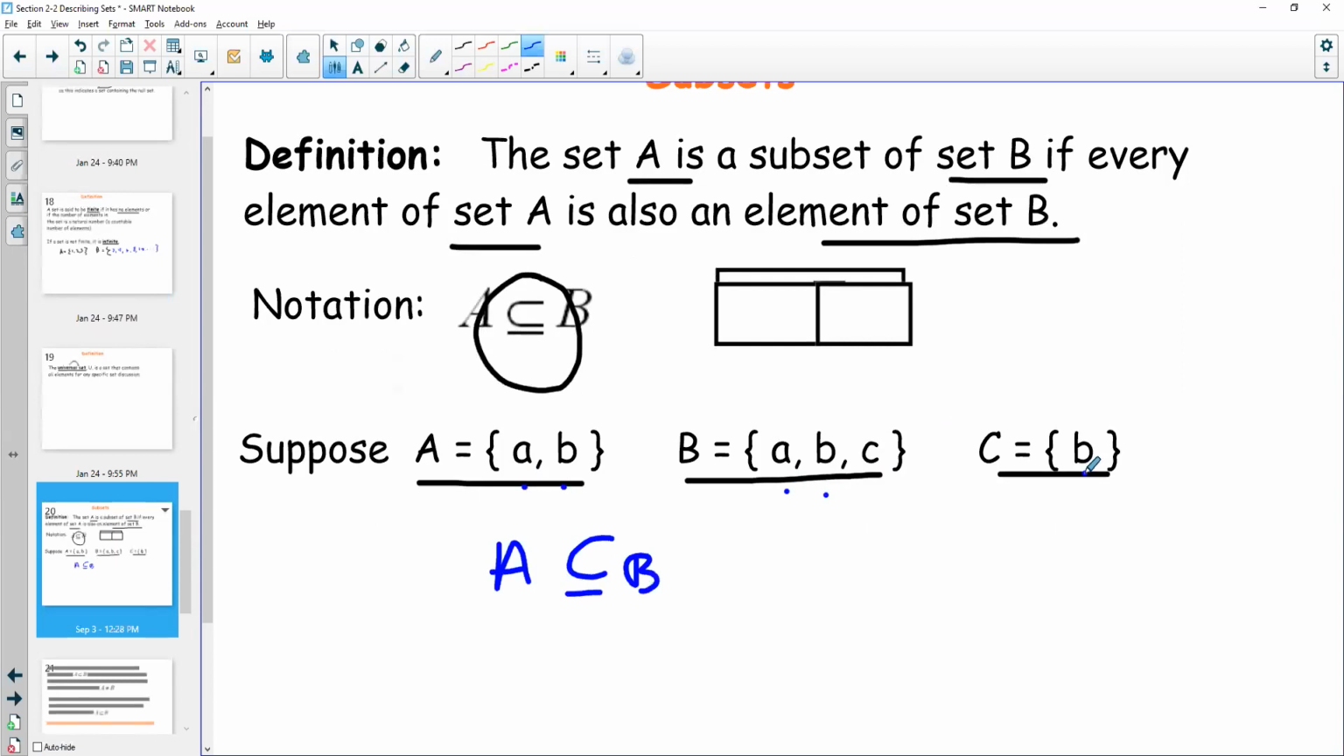I know that B, like the element B inside of set C, is also in set B. So C is a subset of set B. Additionally, the element B in set C is also in set A, right? So C is a subset of set A, okay?